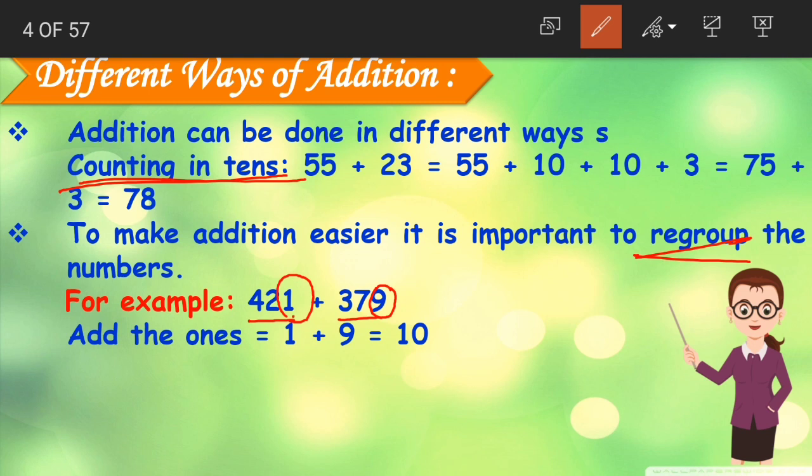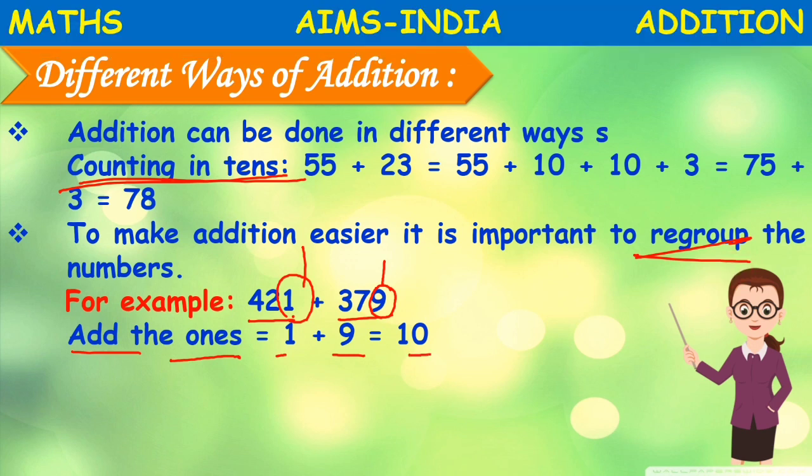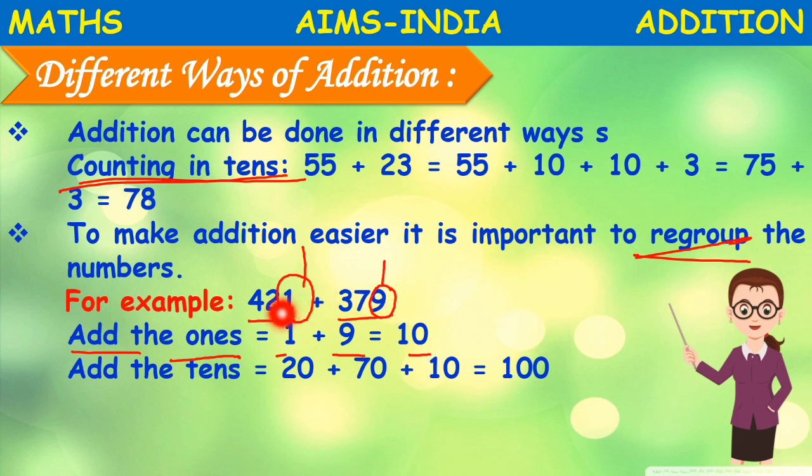So we have 1 and 9 in ones place. We are adding them. Add the ones. 1 plus 9. 1 plus 9 becomes what, children? 1 plus 9 becomes 10, right? We have 10.